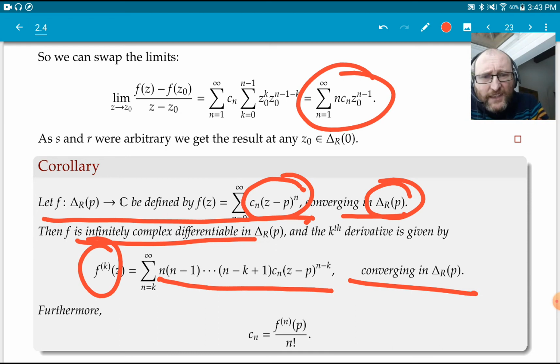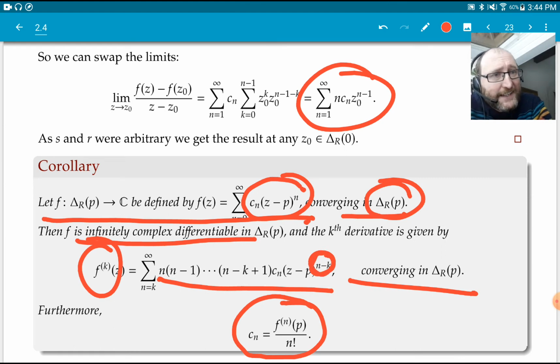Now, a neat thing about this is this formula over here. If I plug p into the kth derivative, that will kill everything but c_k. Everything but the term where n minus k is 0; every other term in this series is 0. So I get a formula for the coefficients in terms of the derivative.